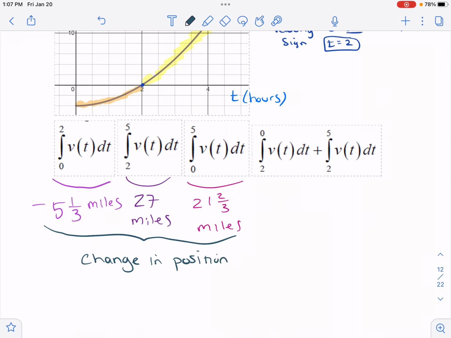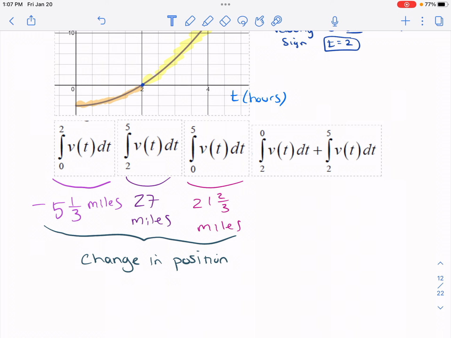Those are changes in position. The first one is a change in position from 0 to 2 hours. The second one is 2 to 5 hours. And the third one is the entire time interval, 0 to 5 hours. So the first one, giving a negative, means that you're 5 1/3 miles in the negative direction from where you started at time 0.